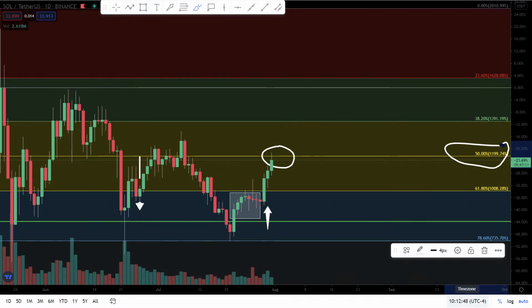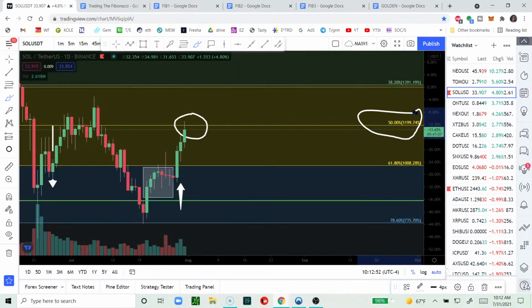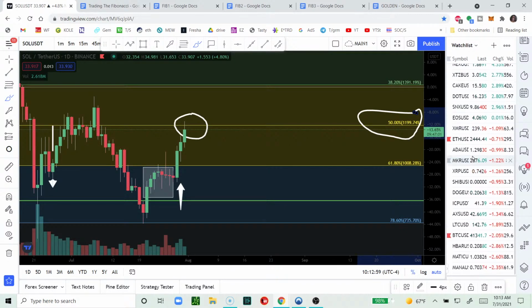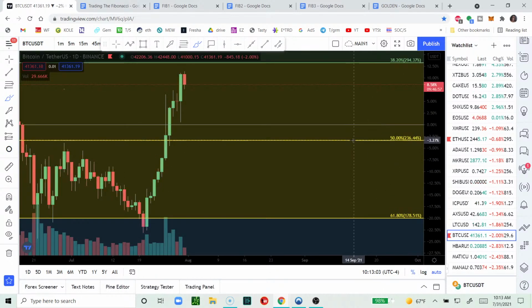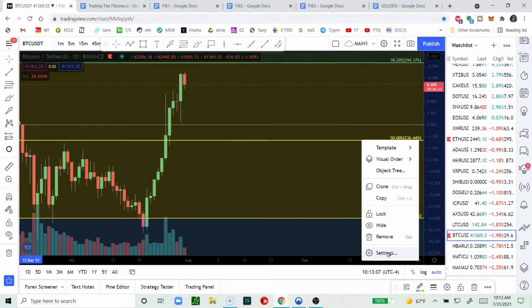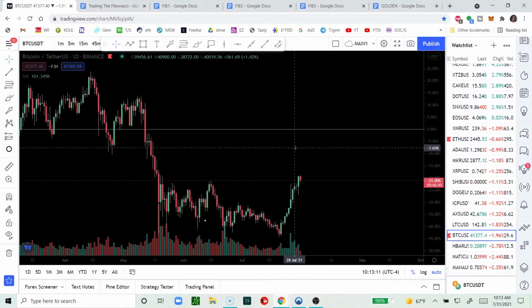Okay, so I'm going to go to Bitcoin. We're all interested in Bitcoin as cryptocurrency enthusiasts, simply because what Bitcoin does, all the other coins do. So I'm going to remove my Fibonacci drawing off here.